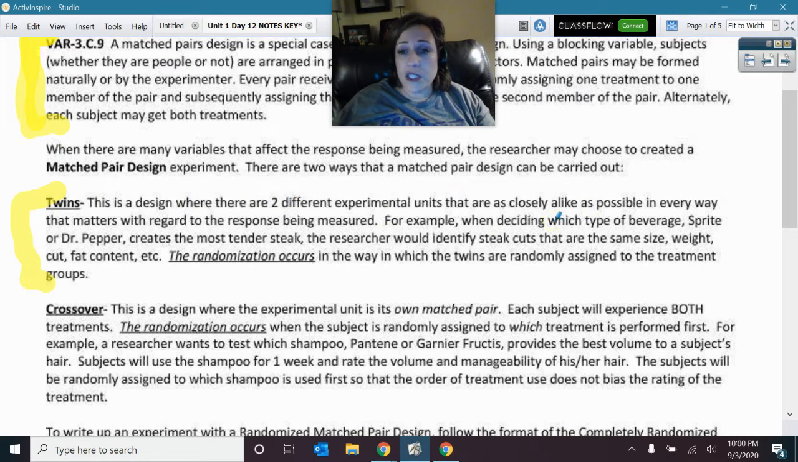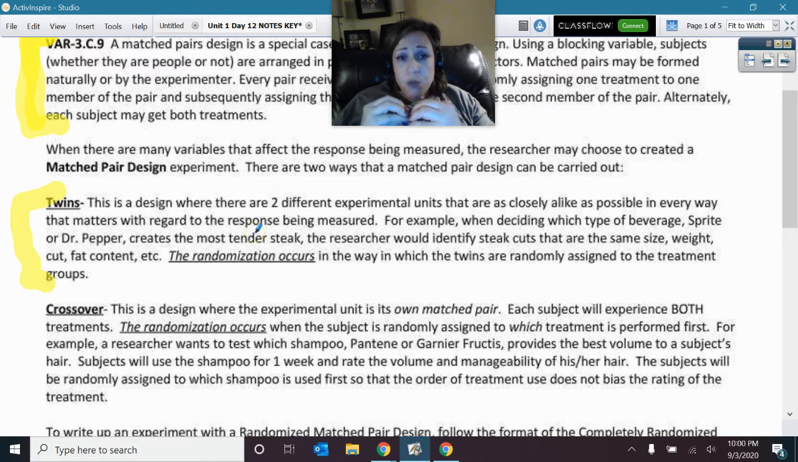So here's an example. Say you want to use a type of beverage, Sprite or Dr. Pepper, and see which one does the best at tenderizing the steaks. So you would look for identical steak cuts, same size, same weight, same cut, same fat content. And then you would take those 2 steaks and put them in a bag, shake well, or you could even do a flipped coin situation since there's just 2 of them. You're going to randomly assign them to either the Sprite or the Dr. Pepper.